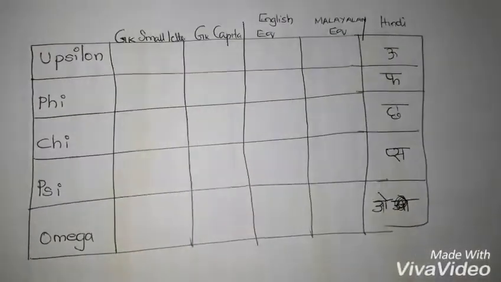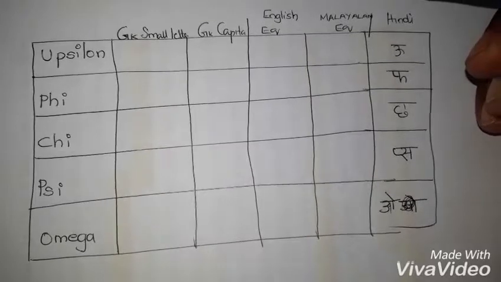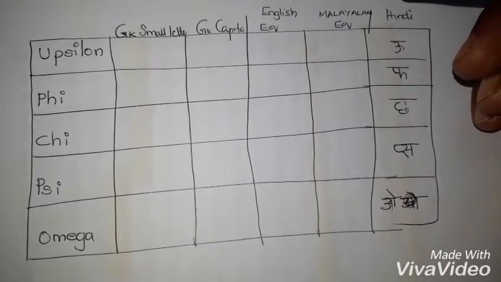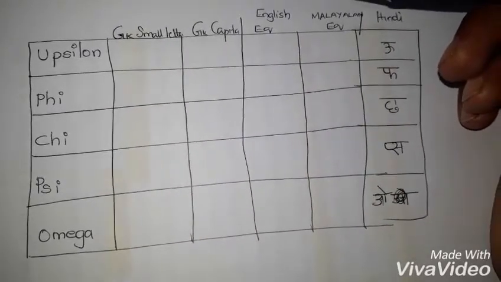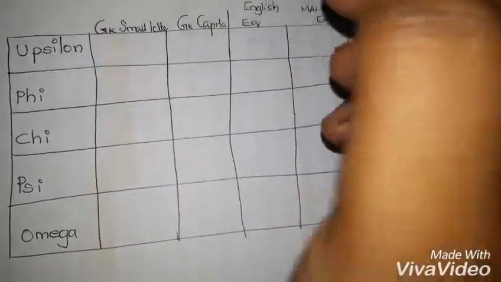Fourth section of the Greek alphabet. You already studied alpha, beta, gamma, delta, epsilon, zeta, eta, theta, iota, kappa, lambda, mu, nu, xi, omicron, pi, rho, sigma, tau. This is upsilon, phi, chi, psi, omega.